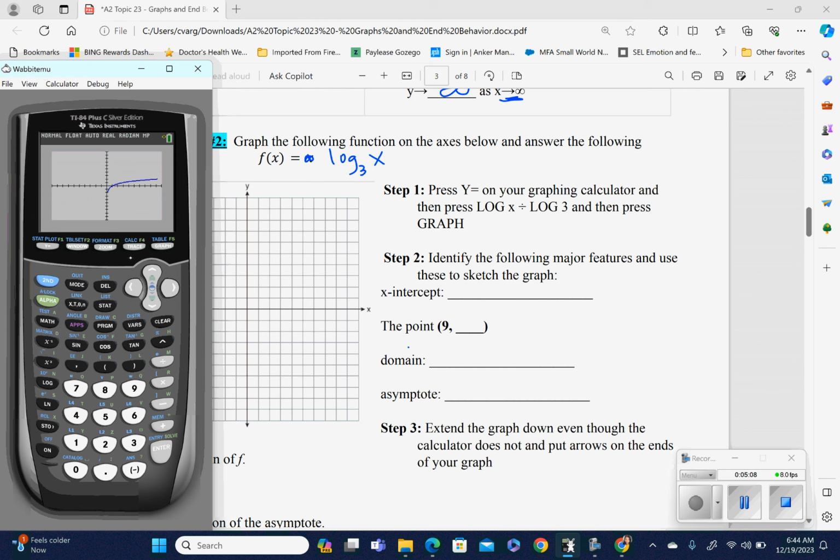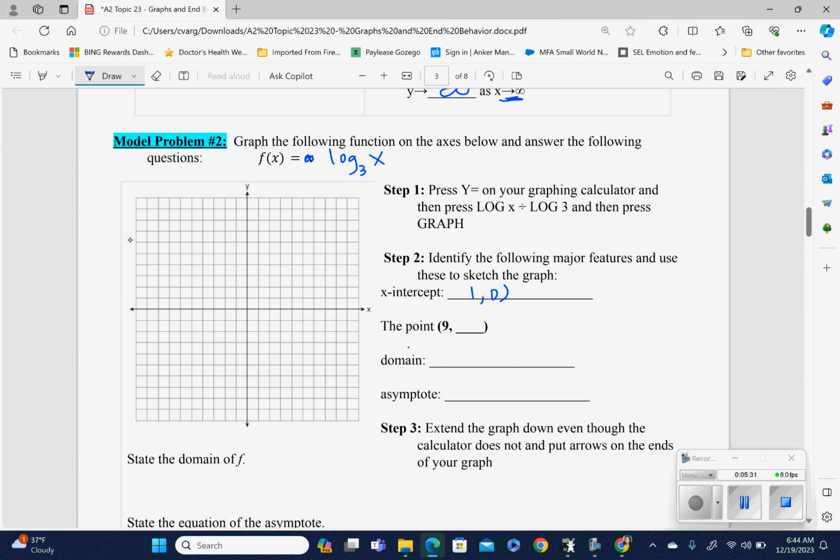It says, what is the x-intercept, right? So I'm going to do what I did before. I still have my 0 under my y2. So I'm going to hit second trace. Option number 5 is intersection. And I'm going to move over to the right to where it is, hit enter, enter, enter, and it says 1. So the x-intercept is going to be (1, 0).